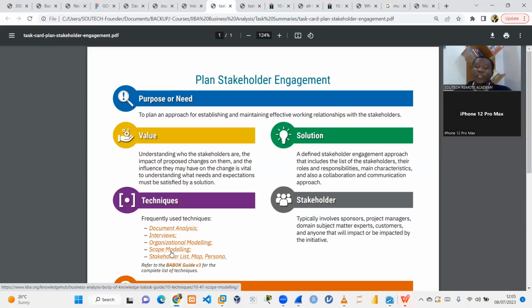Stakeholders can be sponsors, project managers, subject matter experts, or customers. At times, in some cases, you have to pen down some of the strategy you are going to use, some of the approaches you're going to use. You can say, okay, I'm going to solicit for interviews. I'm going to have a stakeholder list and map a persona. Persona has to do with the idea about the person. You know, a banker has a persona.